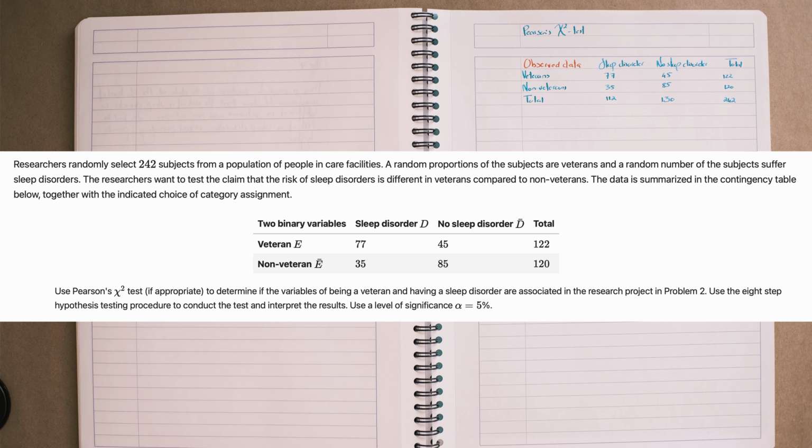They have a total of 77 veterans that had a sleep disorder, 45 did not. 35 non-veterans that had a sleep disorder and 85 did not. And we have to use Pearson's chi-squared test to determine if there's an association between veteran status and sleep disorder. So let's have a look at what we can do with this test. We're going to do our 7 steps again.